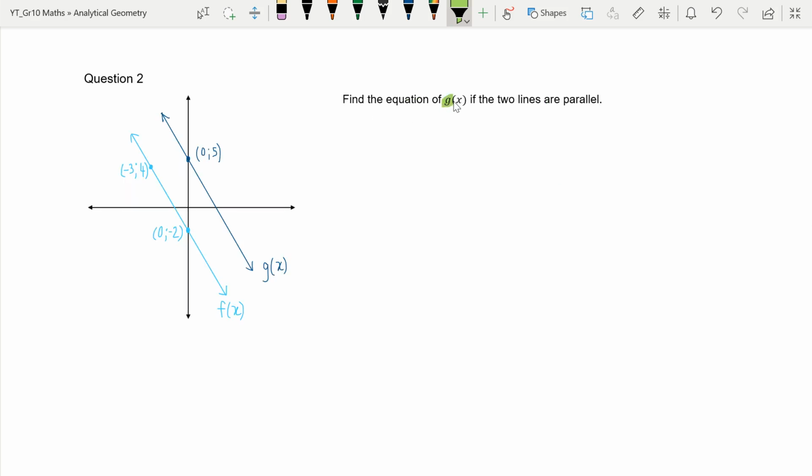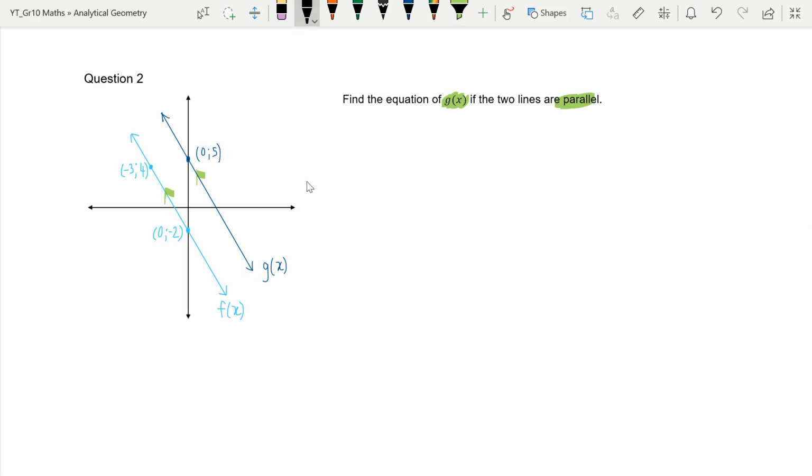Find the equation of g of x. So g of x is that darker blue one. G of x, we need to find the equation of that line if the two lines are parallel. So we got given that these two lines are parallel, and then there is knowledge that we need to have. We need to know that the gradient of the one line is equal to the gradient of the other line because they are parallel. We know that.